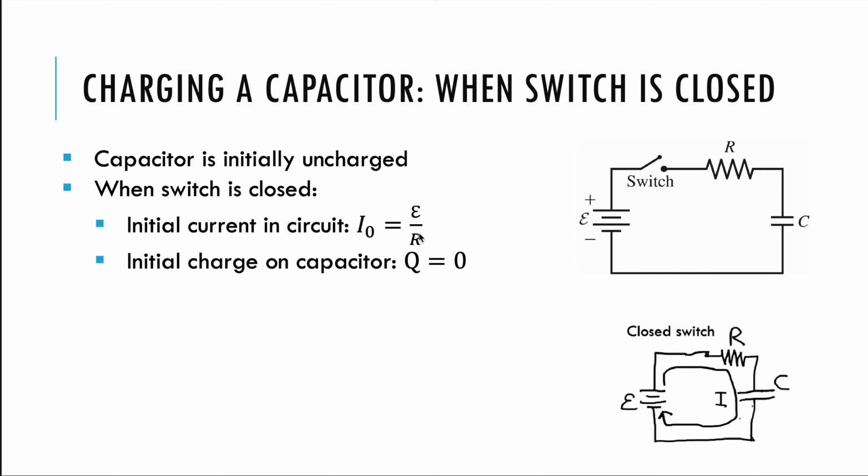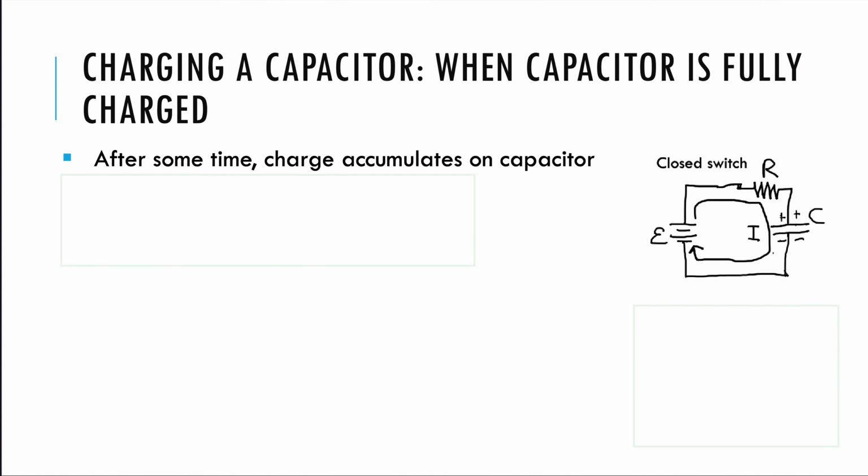So the initial current in the circuit is just going to be given by the EMF over R, and this is just using Ohm's law. Again, it's because the capacitor is almost non-existent at the instant the switch is closed, because no charge has accumulated on it. So the current only depends on the resistance. Now let's take a look at what happens afterwards.